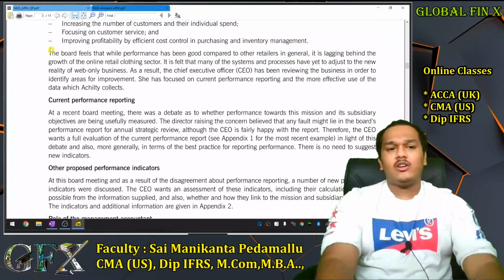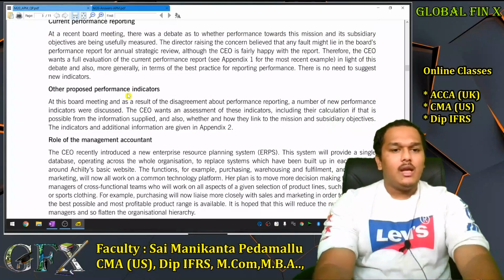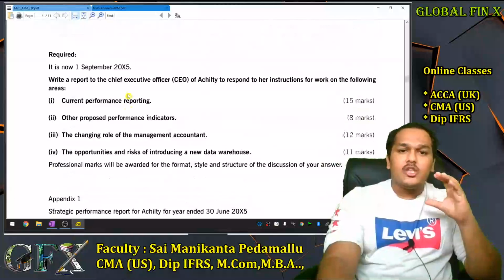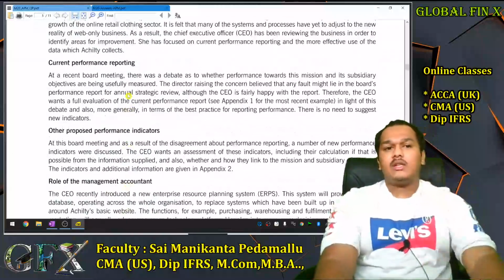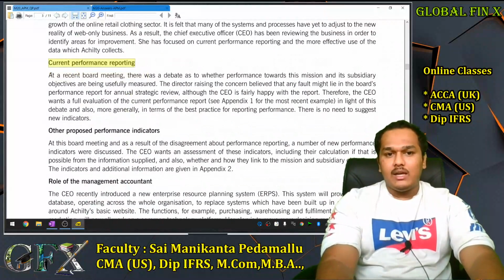Okay, and then they are talking about what happened with the CEO and the managing directors and other stuff. Then you can see, this is what I have told you. The entire question is structured in paragraphs. See, what is the first paragraph? Current performance reporting. So what is happening in the current performance reporting?